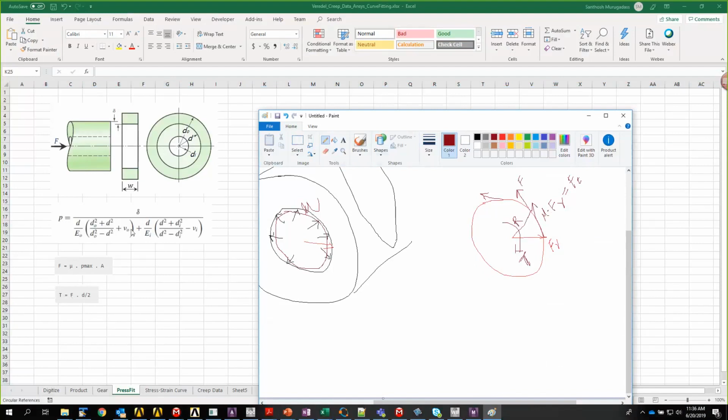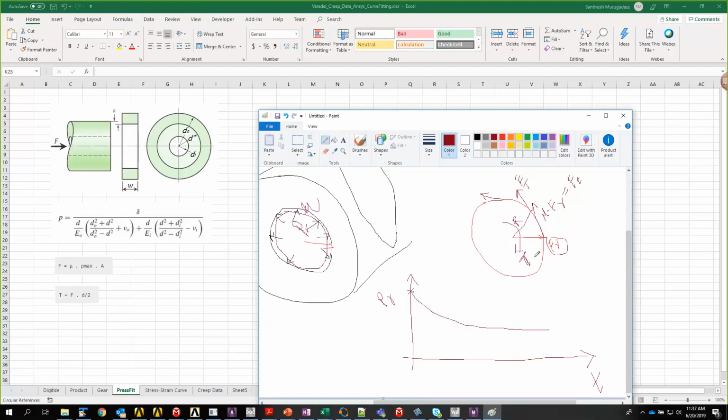Now, it's relatively easy to calculate how much interference you need to withstand a certain amount of torque. But in plastics, let's say this is time and this is the contact pressure. This contact pressure relaxes over time because of the creeping phenomenon that happens in the material. So when this pressure comes down, eventually the radial force is going to come down and the tangential force is going to come down, and hence the torque is also going to come down.